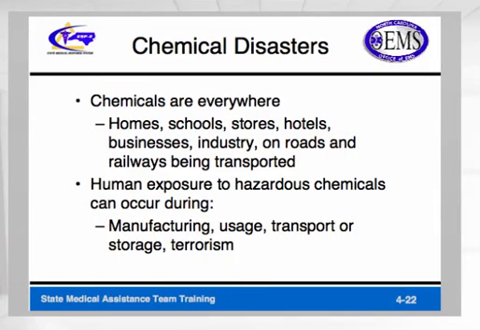Now we will move from biological disasters to chemical disasters. Chemicals are found everywhere in homes, schools, stores, hotels, businesses, industry, farms, and ranches, and are being transported in vehicles, trains, planes, and watercraft. Human exposure to hazardous chemicals can occur during manufacturing, transport, storage, usage, and deliberate acts such as terrorism.